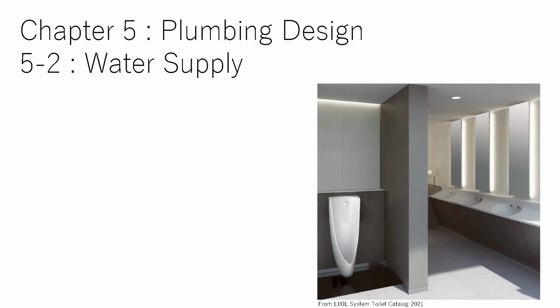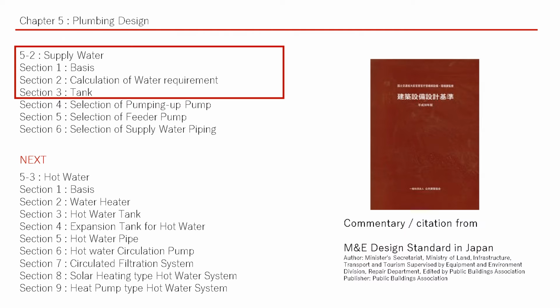This channel provides easy to understand and excellent books in Japan in English, and provides useful information for practical equipment design. This time, we will explain about water supply calculations. We will start to explain based on the M&E design standard book in Japan. We call it the Brown Book.